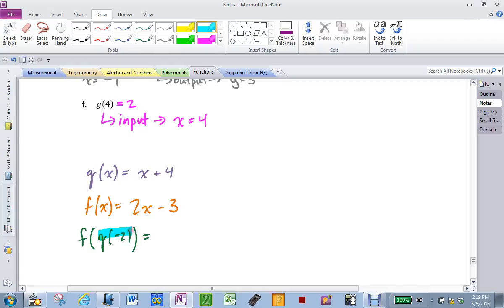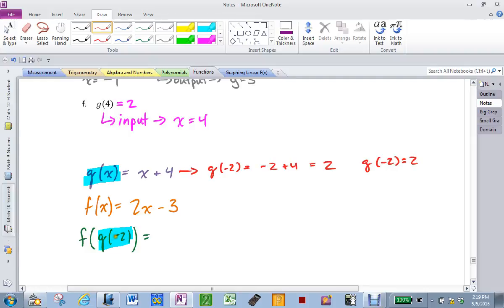What do you see here? G of negative 2. What do you see here? G of x. What is that x here? So this becomes the G of negative 2, which is what? Negative 2 plus 4, which is what? 2. So the G of negative 2 equals 2, doesn't it?